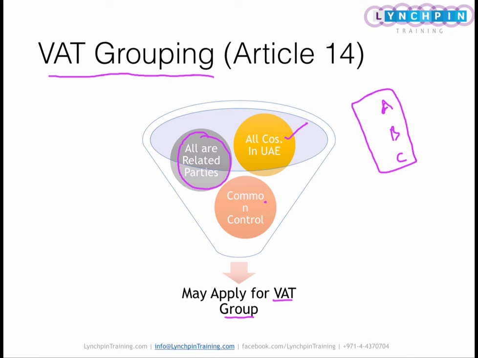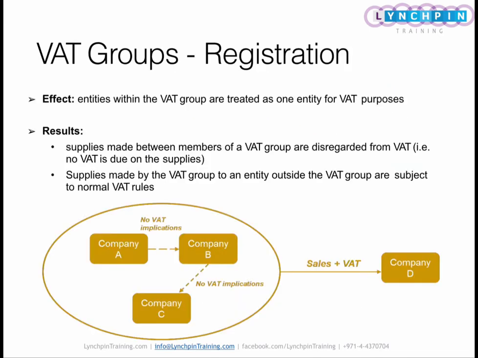What it means is that it won't be my accounting grouping. My accounting grouping would still be as per IFRS, but here I'm establishing a VAT group. It means that once I establish a VAT group, after getting approval from FTA, if I'm supplying within the group, there is no VAT implication. I won't be charging VAT to my group company. Now it is very beneficial if you are transacting very heavily within the whole group.